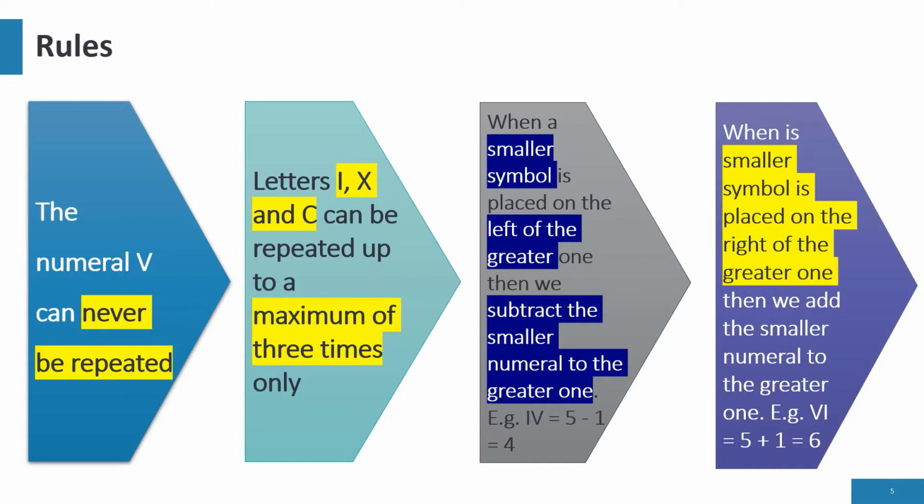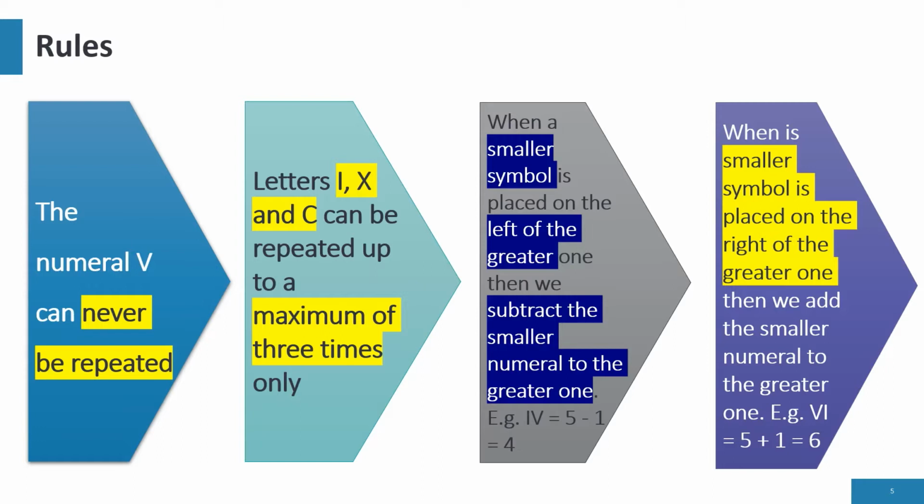The first rule says the numeral V can never be repeated. V is represented as 5, so you cannot repeat V if we want to present 20. Four V's make 20, but no, it cannot be done. How do we write 20? We'll also see to it. So the first rule is that numeral V can never be repeated.